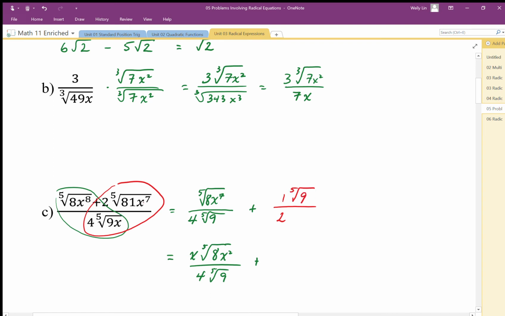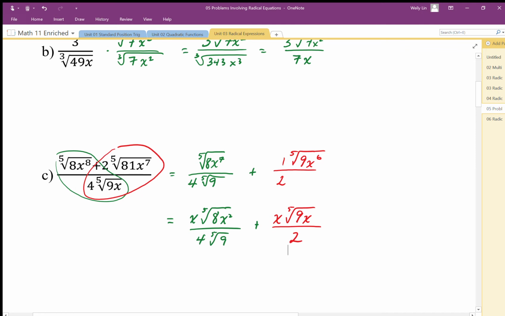And then x7 divided by x. We're going to end up with x6. Okay, again, the 9 is not a perfect power 5. We do have a perfect power 5 here, which we could take out. So we're going to take out an x. We're left with the fifth root 9x. Okay, and that's all over 2. So there it is. We've just distributed that division, and it looks like that's as far as it will simplify.